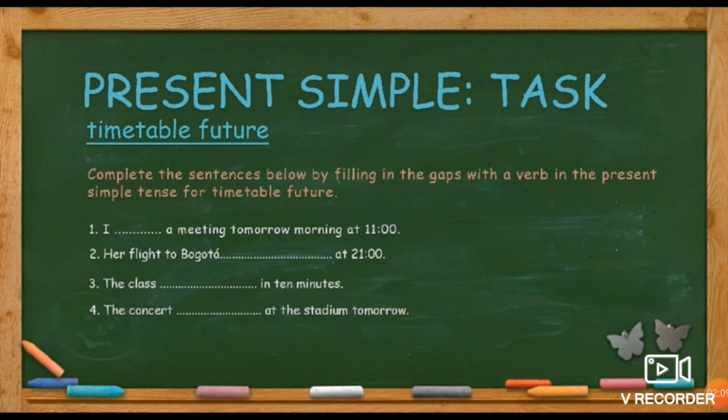Here are the answers. Number 1, I have a meeting tomorrow at 11 o'clock. 2, a flight to Bogota leaves or departs at 2100 hours. 3, the class begins or starts in 10 minutes. And 4, the concert takes place at the stadium tomorrow.